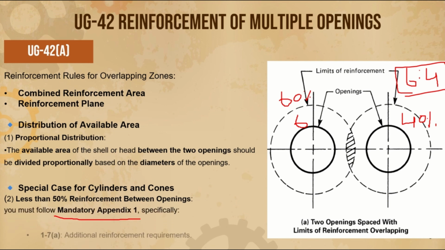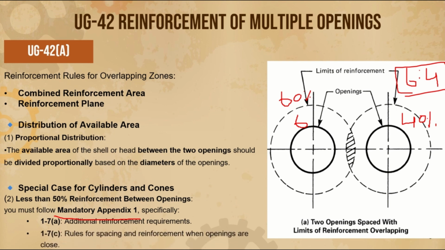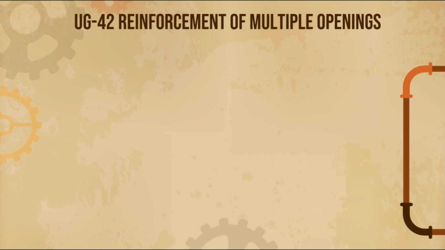That too, 1-7(a), that is all about additional reinforcement requirements, and 1-7(c), rules for spacing and reinforcement when openings are closed, guys. So these are the special conditions we need to follow if our reinforcement area is less than 50% of actual individual reinforcement area. So this is the special case for cylinders and cone, guys, given in the code. So this is all about UG-42(a), guys. And next we can go to UG-42(b).